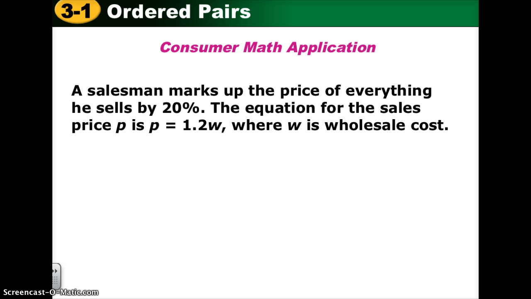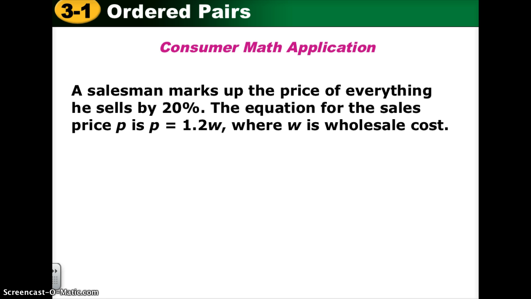A markup means that when a person that's selling an item buys it originally, they pay a set price. In order for that salesperson to make any money, they need to charge the consumer more than they paid. So this salesman is charging 20% more for the product to the consumer than for what he paid. Wholesale cost is the price that the salesman pays to buy it right from the company.